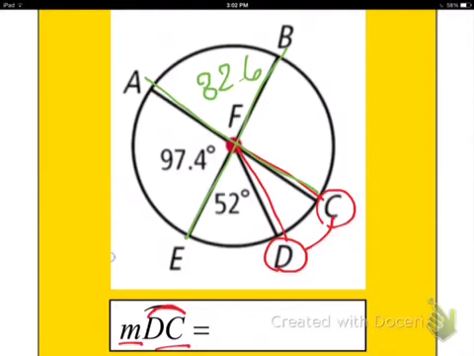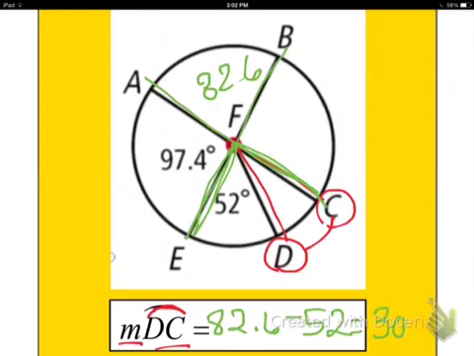So if I want to find the other part, I've got this angle right here, which is a vertical angle. Half of it is 52, and I need to find the other part. So to find it, I'm going to say 82.6 subtract 52 to get the rest of the arc. And that's going to tell me my answer is 30.6. So arc DC would measure 30.6.